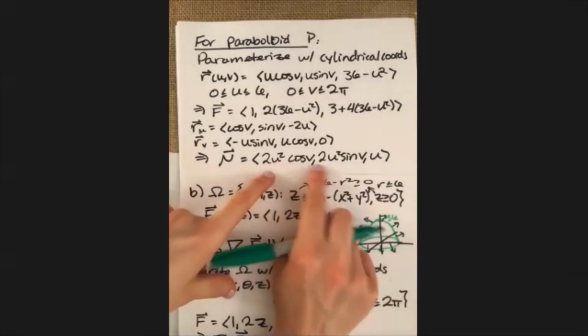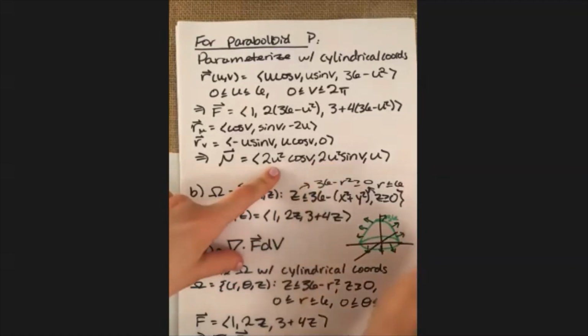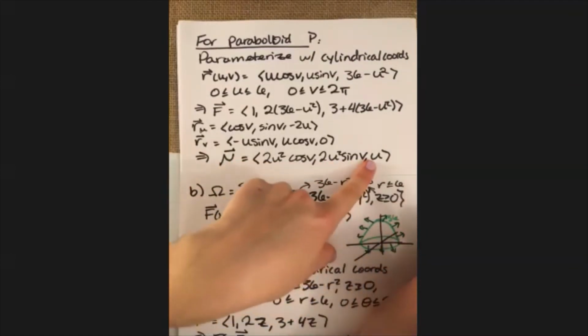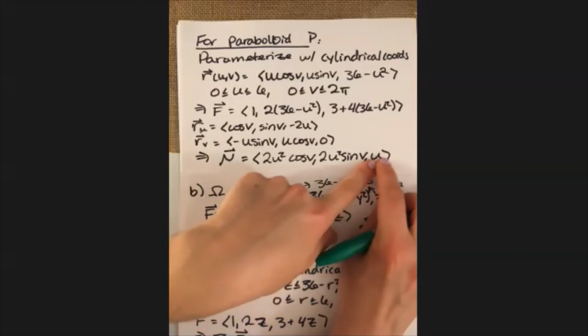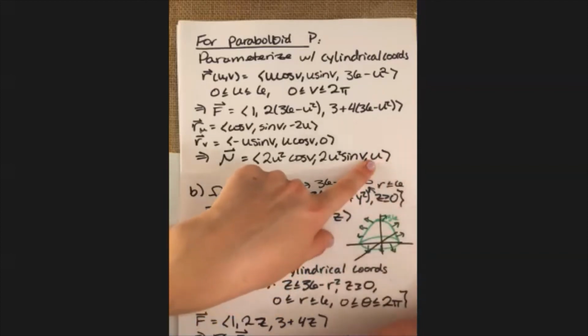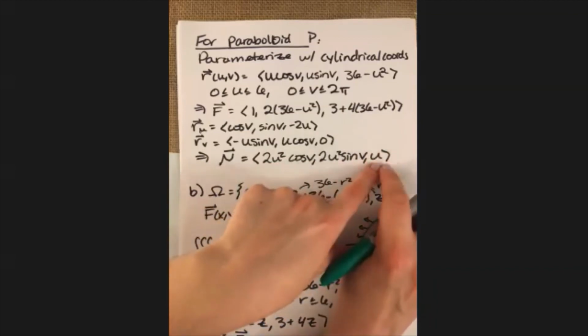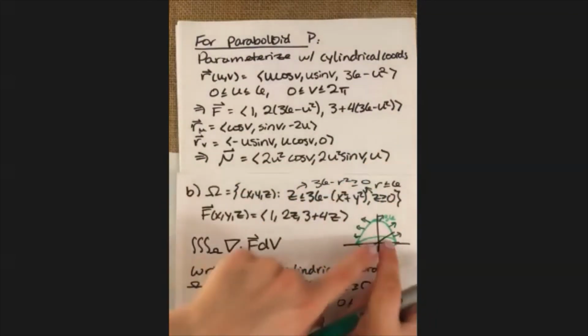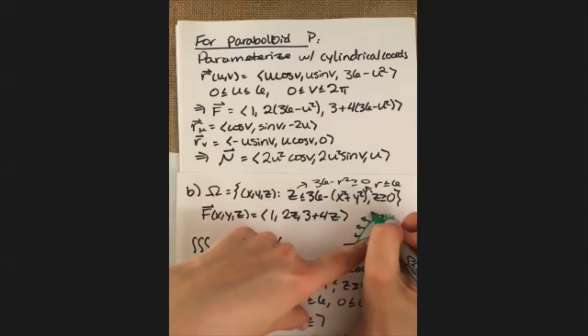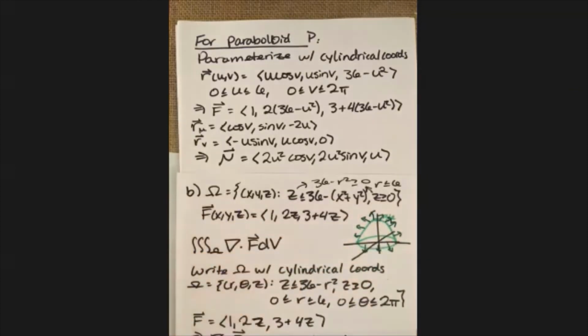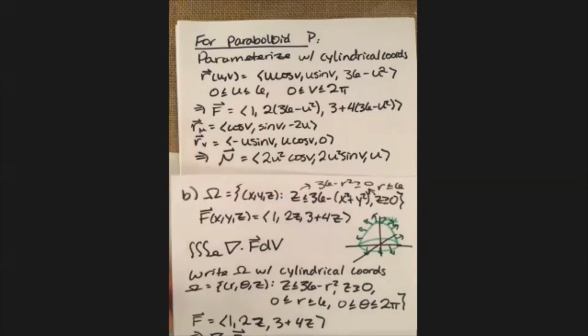If I plug in some positive u, say 1, for example, then I know that because this z component here is positive, my vector is pointing upward. I really don't even have to mess with what these guys look like. U being positive means the vector points upward, which means that I am indeed pointing out and away from my surface. So I am good to go.